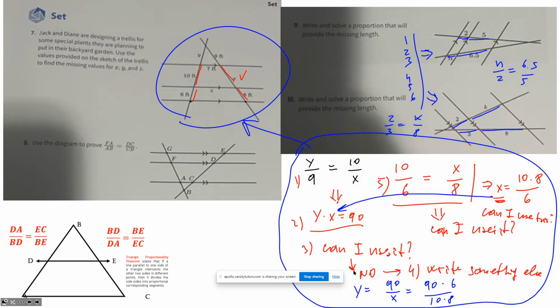Any questions? Why is y 9? Y will be equal to 6 times 9, 54 over 8. So you could reduce it by what? 54 over 8 is going to be 27 over 4. That's it.